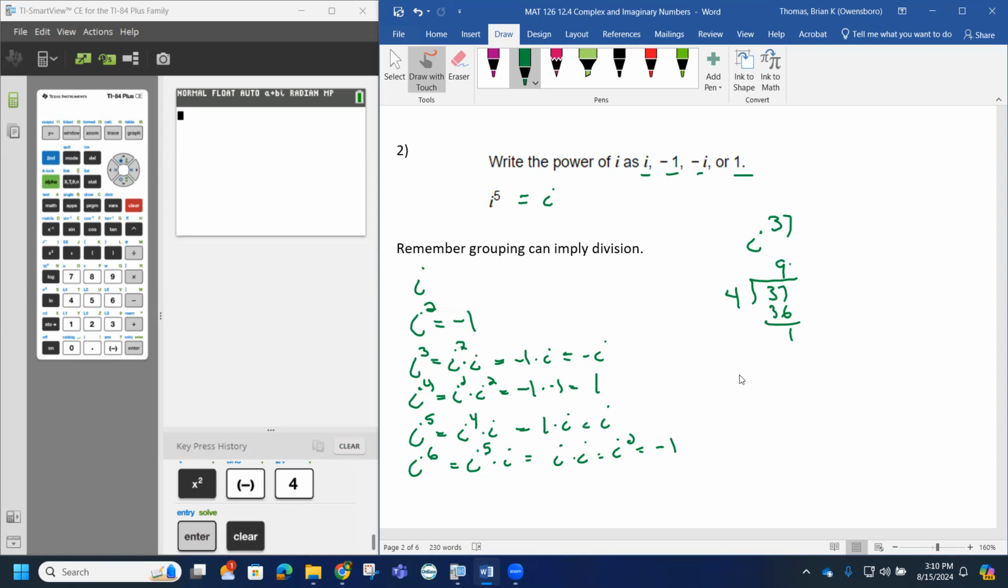So i to the 37th really means the same thing as i to the fourth raised to the ninth power, because that means there are now 36 of those, times then 1 more i. Well, that's just 1 times i, which is now i. So i to the 37th would be the same thing as i.